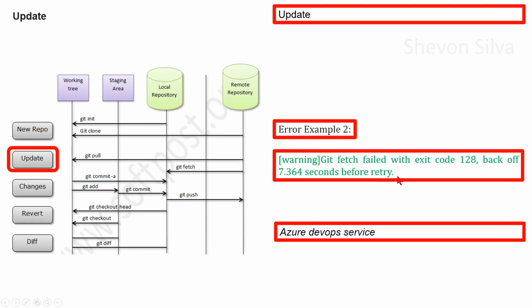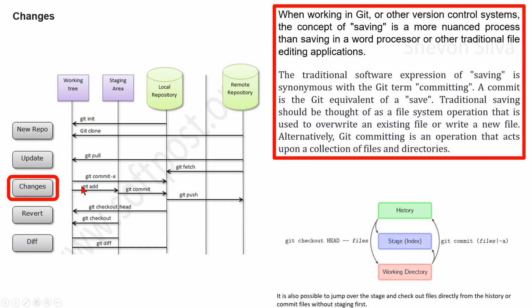Here we can consider this warning. Warning: git fetch failed with exit code 128, back off 7.364 seconds before retry. This occurred in Azure DevOps service. Now we are focusing on changes.